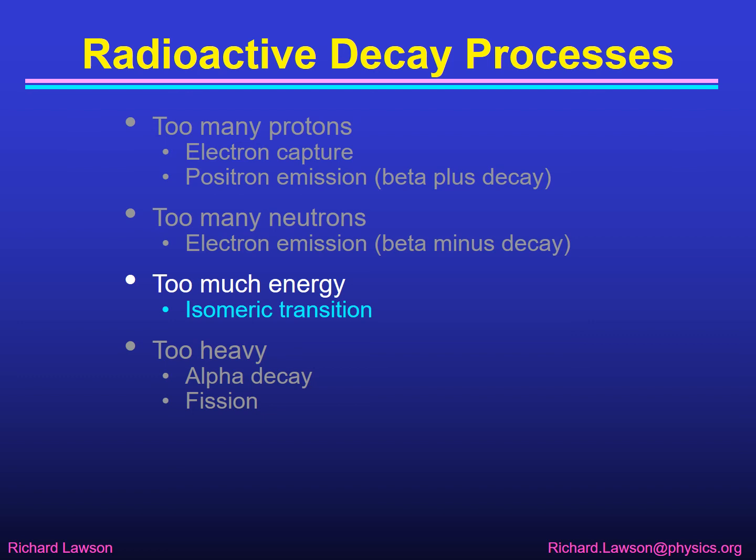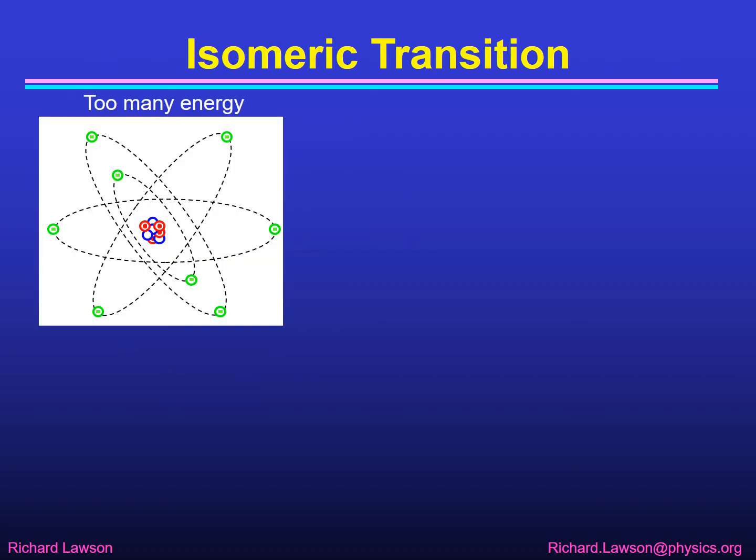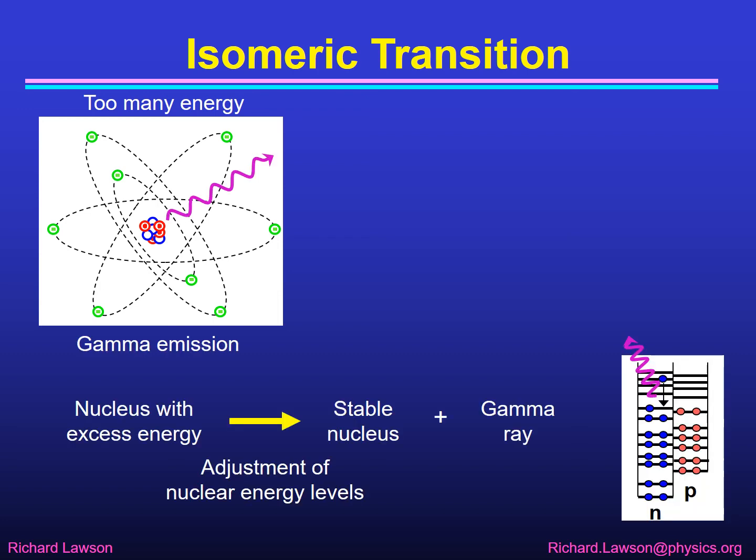We can also have something where we've got the right number of protons and neutrons, but they just have too much energy, and in that case we have what we call isomeric transition. So in isomeric transition, all we have to do is to rearrange the protons and neutrons and give off the excess energy. So we start with a nucleus with too much energy, simply adjust the nuclear energy levels to end up with a stable nucleus and a gamma ray.